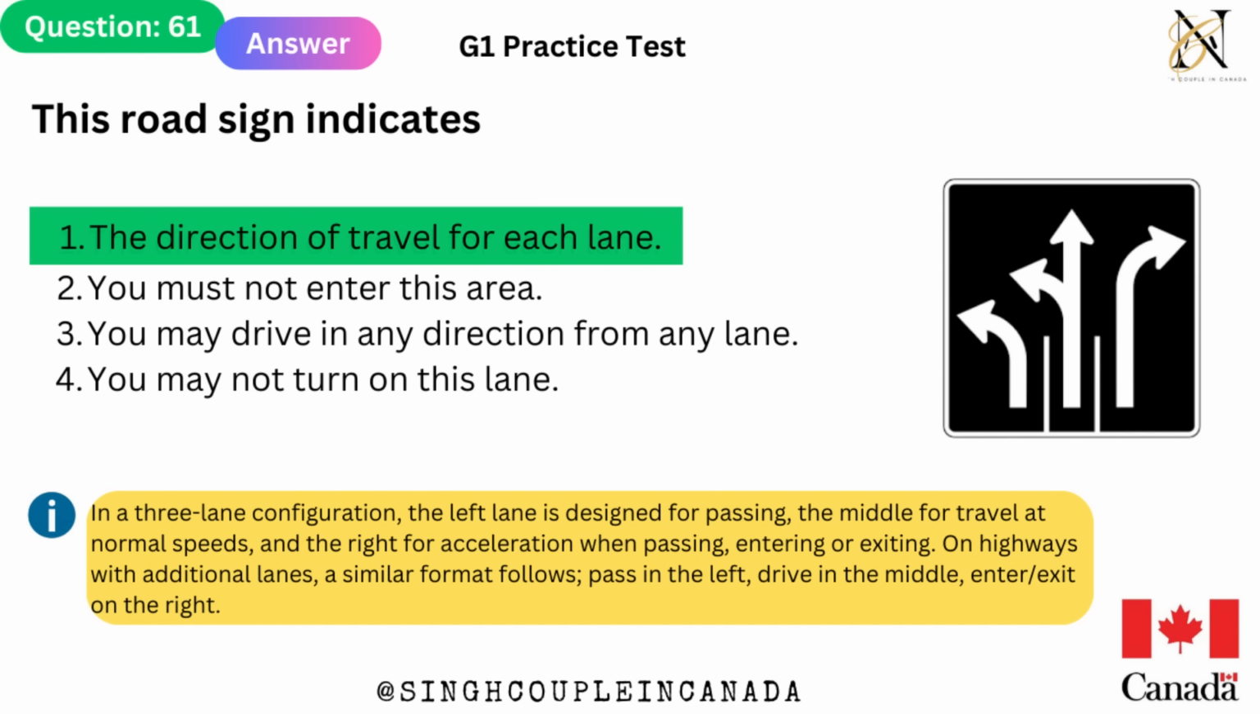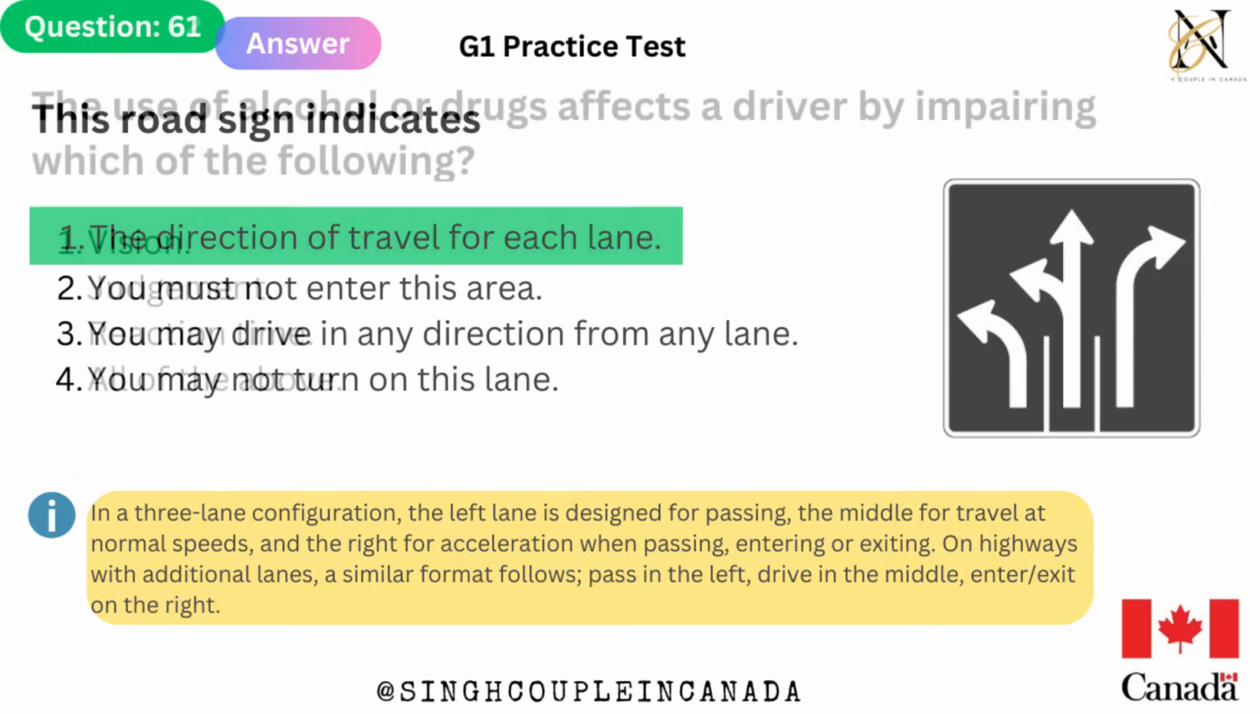In a three-lane configuration, the left lane is designed for passing, the middle for travel at normal speeds, and the right for acceleration when passing, entering or exiting. On highways with additional lanes, a similar format follows: pass in the left, drive in the middle, enter or exit on the right.